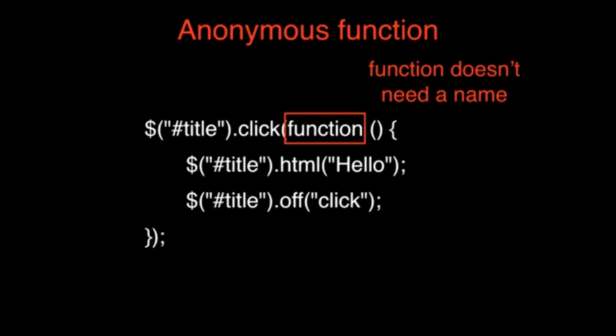So here we're passing in a function to our click. In many ways, it's like any other function, but the thing to note is it doesn't have a name. We're just calling it function without the name. And we don't need a name in this case because we're never actually calling it again. We're just passing it into onClick, and it's never being used anywhere else. So we don't need to give it a name. And this is something called an anonymous function because it doesn't have a name.